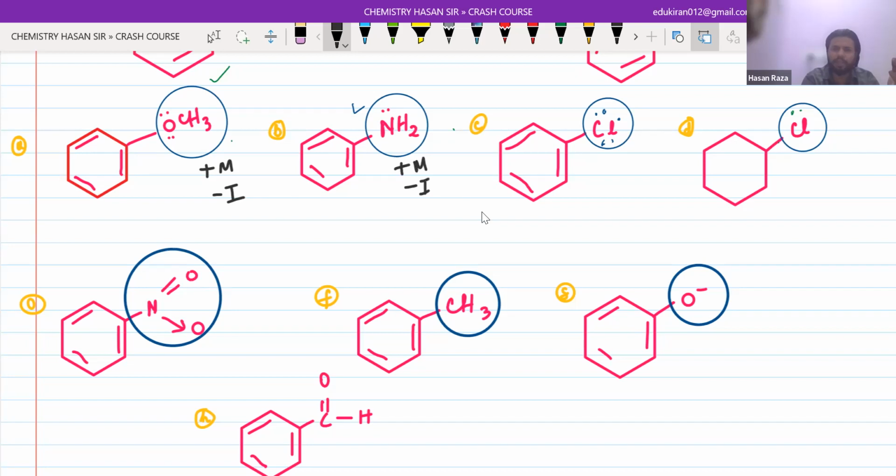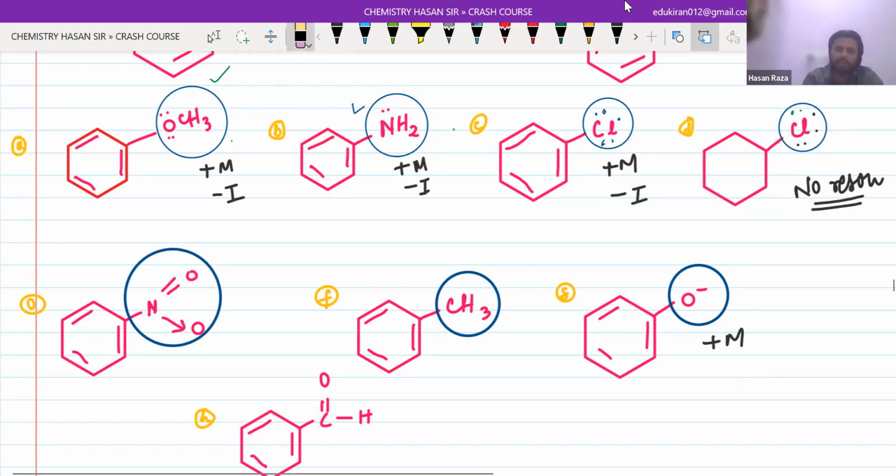Here you can see chlorine singly bonded lone pair plus M, and here chlorine is more electronegative element, minus I. Here chlorine is there, but no resonance. There will be no resonance here because no conjugation, only sigma bonds. You can see singly bonded O negative charge, plus M and minus I will be there. What do you think? O negative will be acting as minus I or plus I? It will be acting as plus I because it has more electron density.